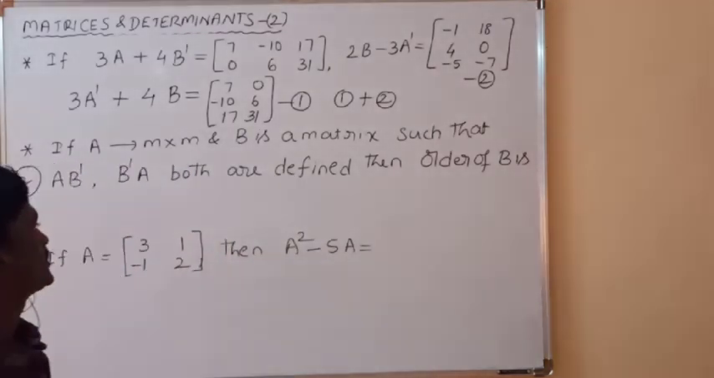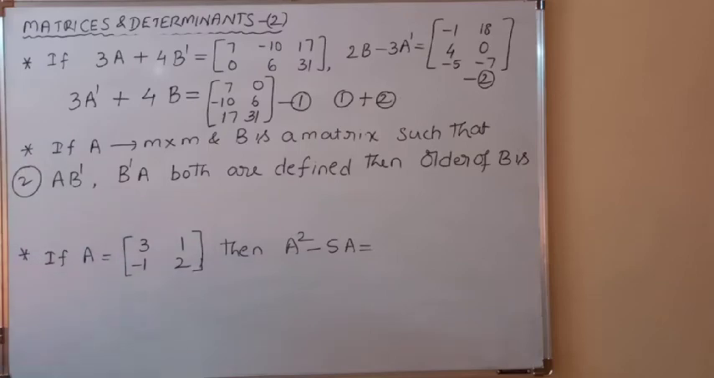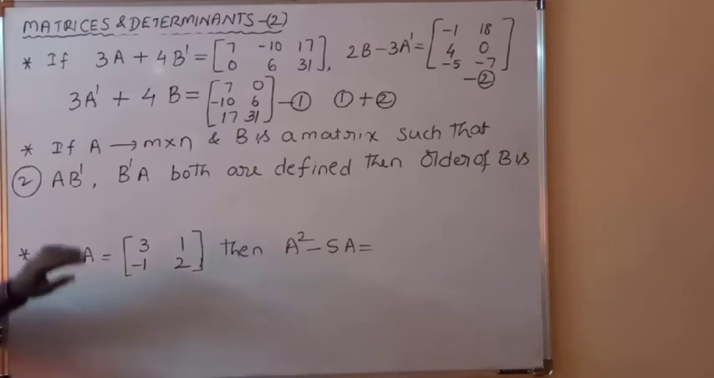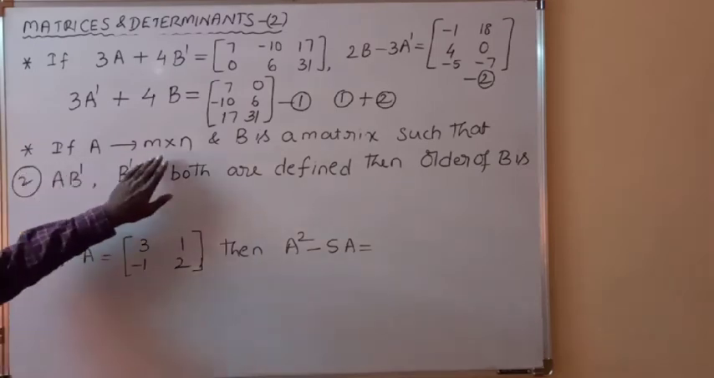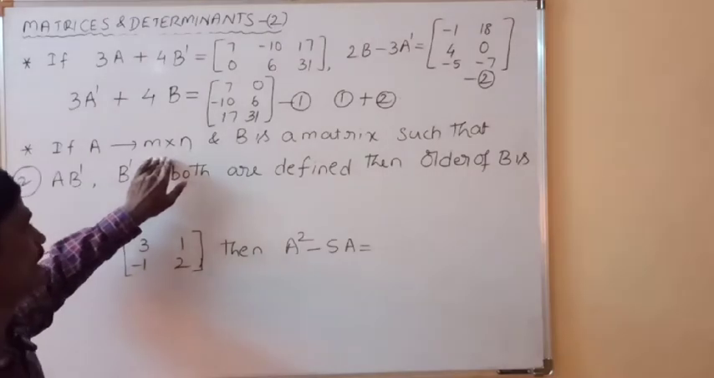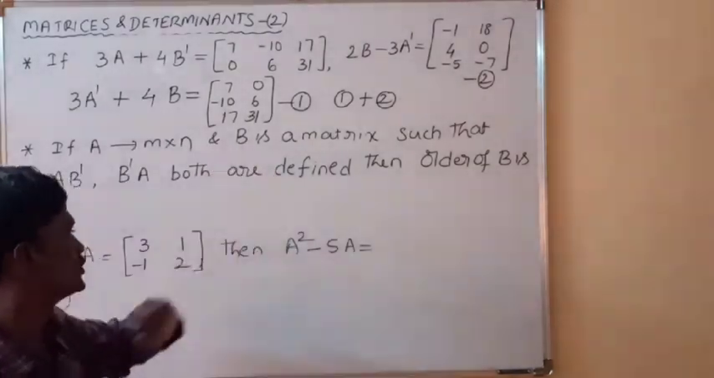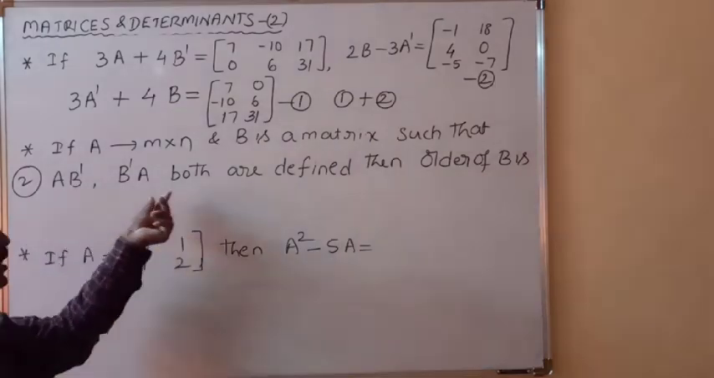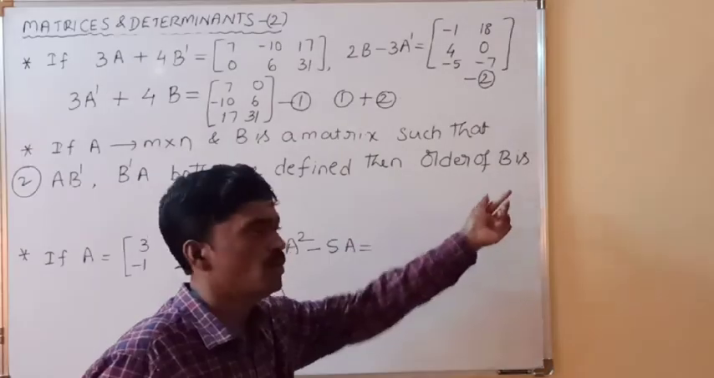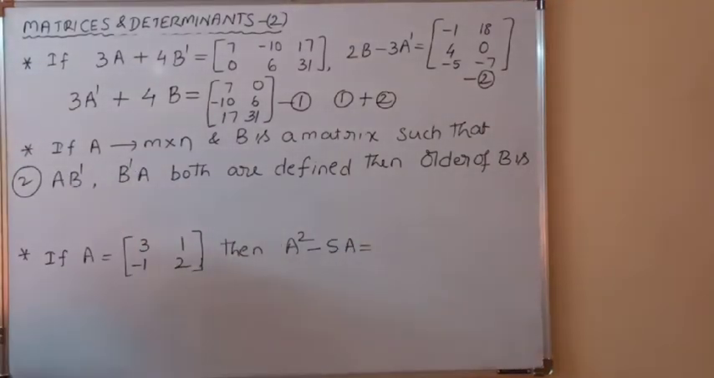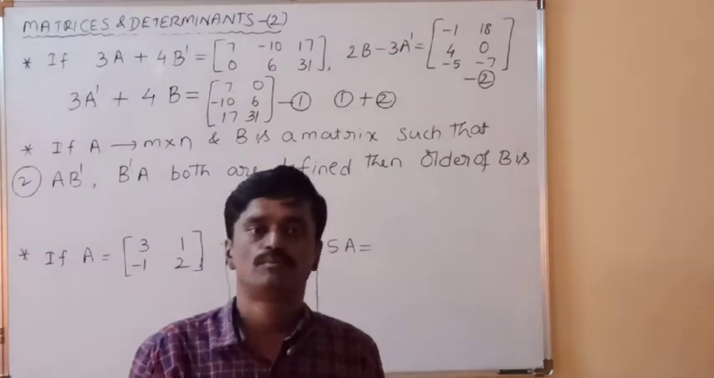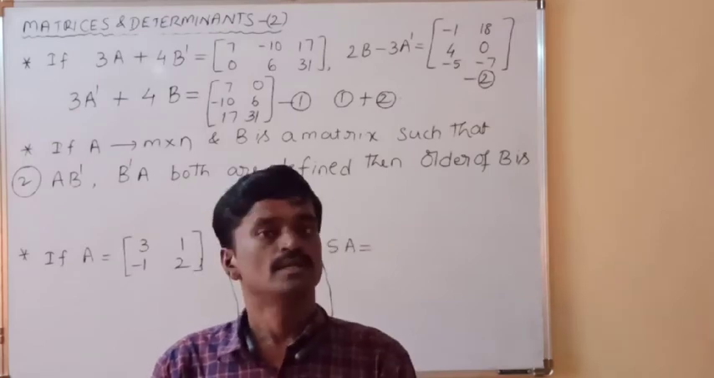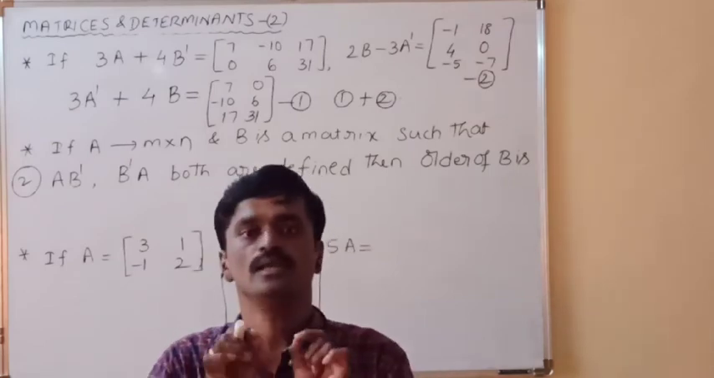Okay. Next, look at this problem. The same problem has been asked 2 times. If A is a matrix of order m by n, and there is a matrix B such that both products AB dash and B dash A are defined, then what is the order of B? When can we say that the product of two matrices is defined? The number of columns in the first matrix and the number of rows in the second matrix must be equal.